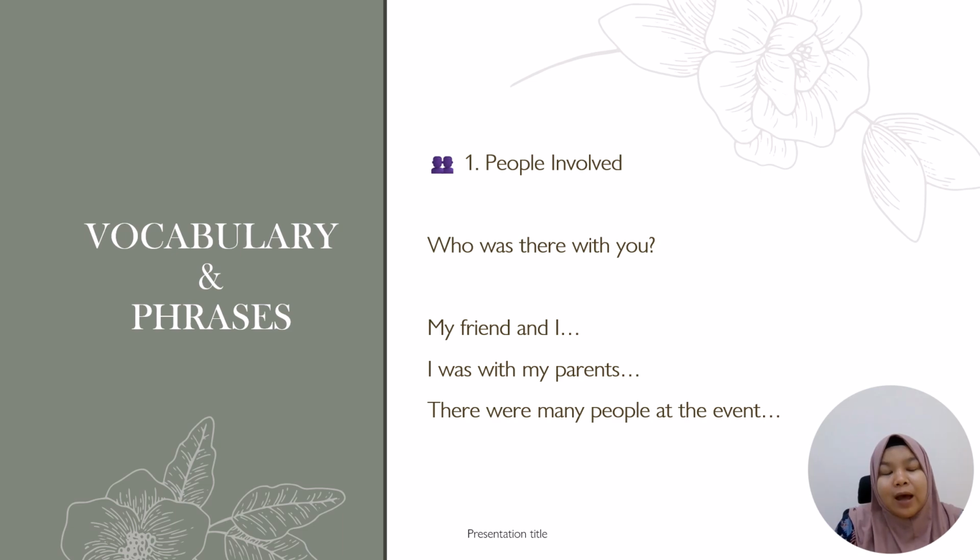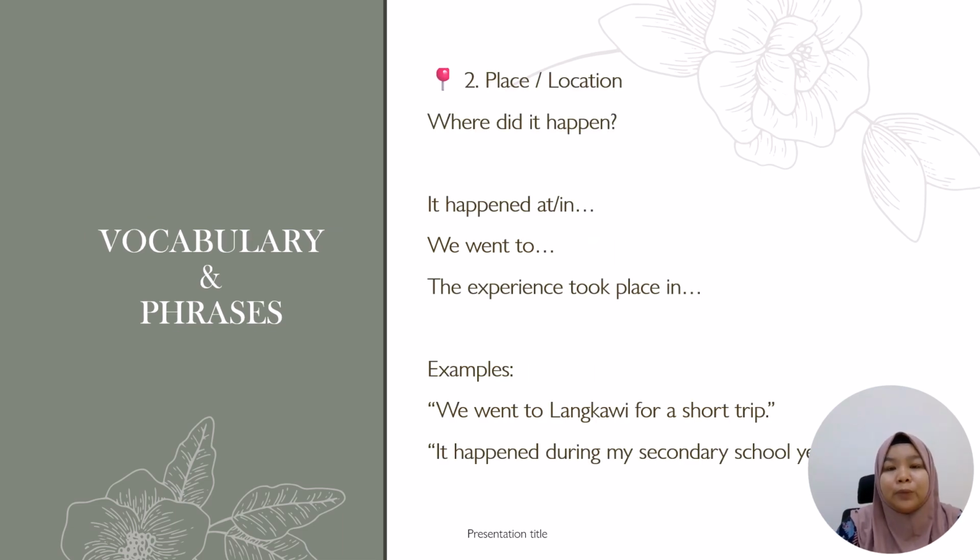Okay, so now we are going to learn some of the vocabulary or phrases that you can use. When describing the people that were involved in your story, when mentioning them, you can say something like my friend and I, or I was with my parents, or I was with my cousins, I was with my teacher, or there were many people at the event. So you let the audience know who the people are in your story or experience. And the second one is you can talk about or mention the place or the location it happened at.